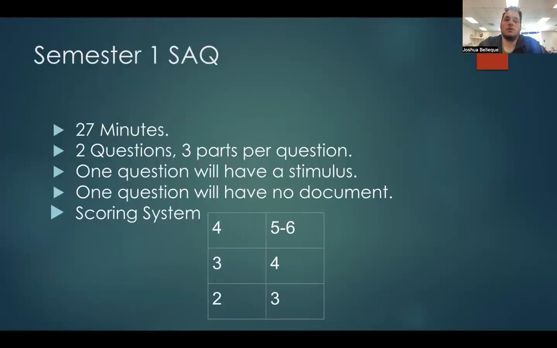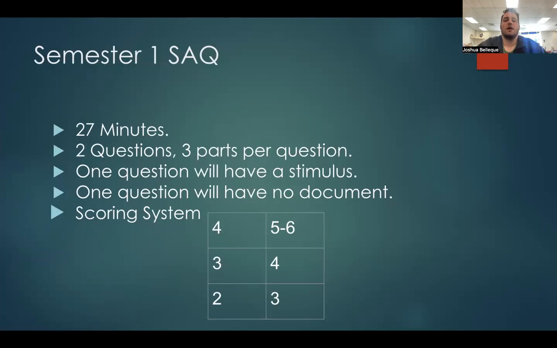So our SAQ in semester 1 is going to be 27 minutes. There'll be 2 questions, 3 parts per question. And 1 question will have a stimulus, like a map or a graph. When we look at the examples, you'll see that. And you're going to answer that. And the other one will have no document, just be a pure content question.